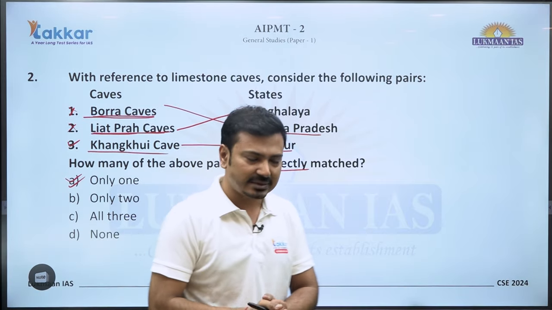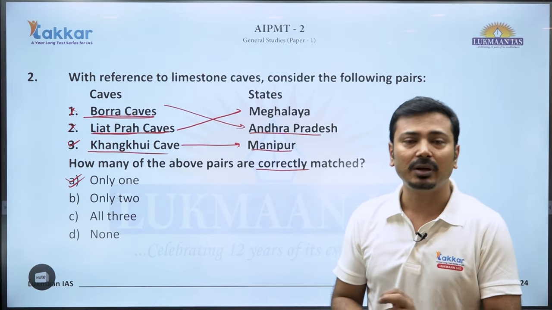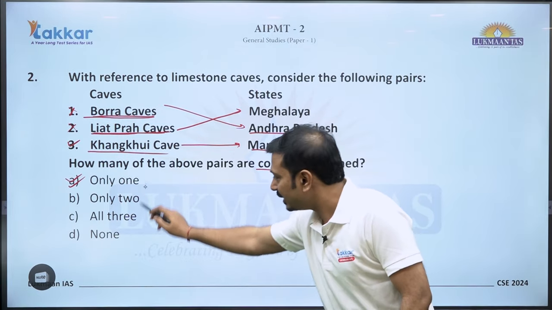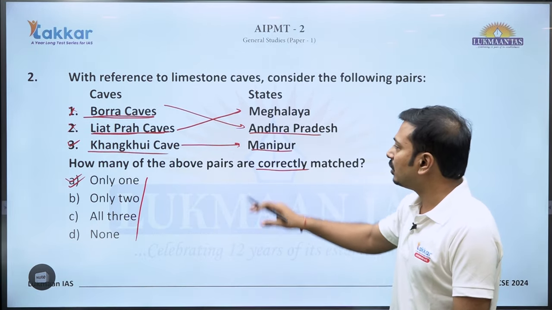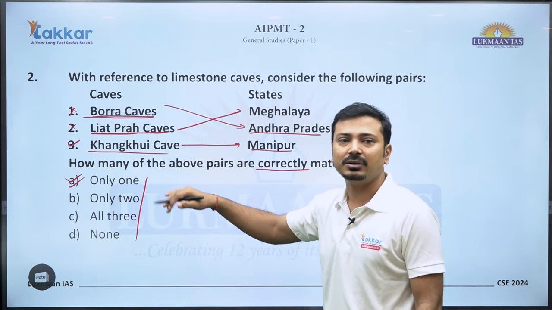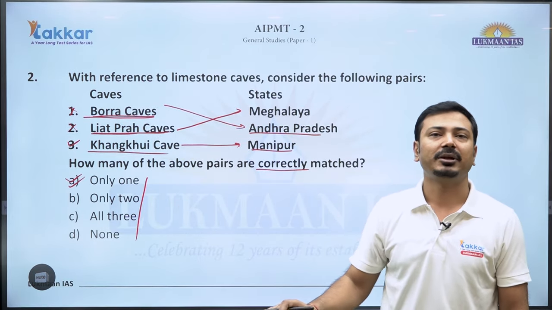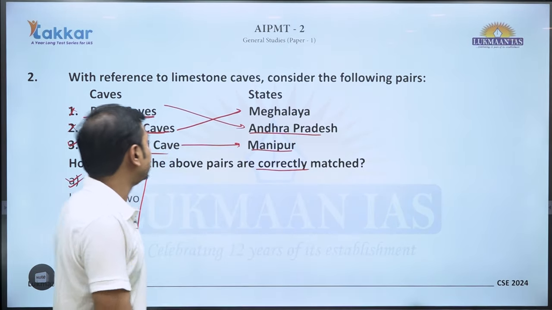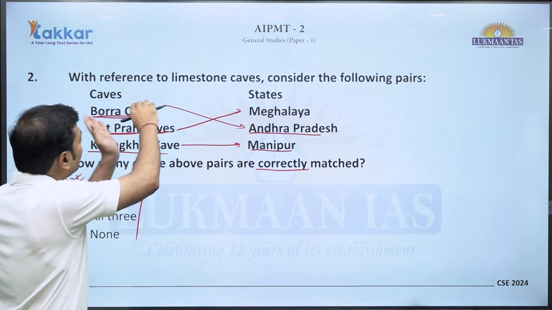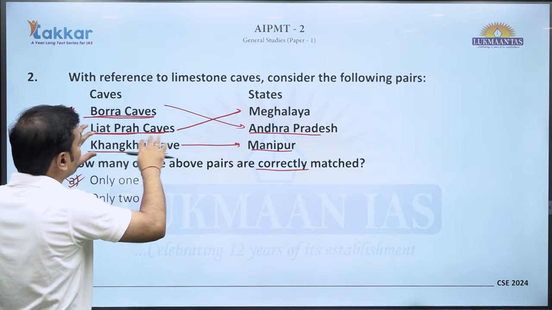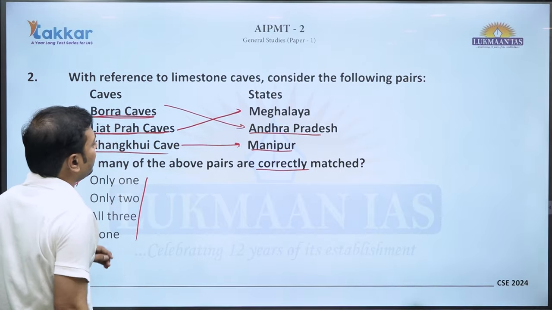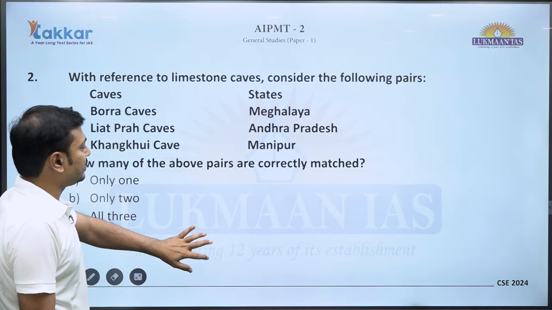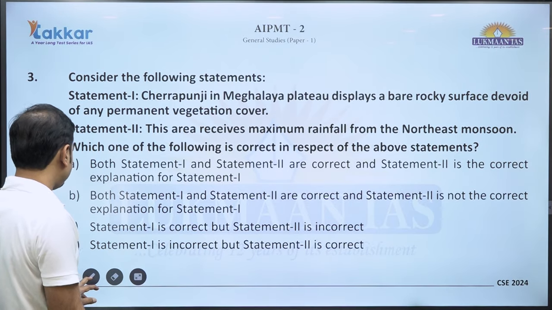Yes, the mapping section is largely or purely factual, and we cannot use the elimination method because of these kinds of options. So if you do not know about these caves and their locations, then do not attempt it. You should skip such kinds of questions because these are very specific names. Maybe you know about Borra caves, but what about Liat Prah and Khangkhui caves? So you may get confused here, and that's why you should skip such kinds of factual questions.